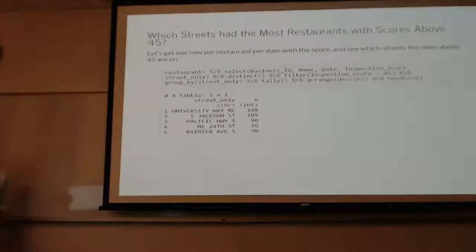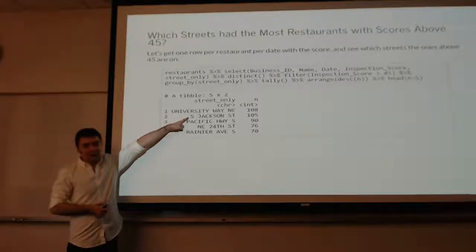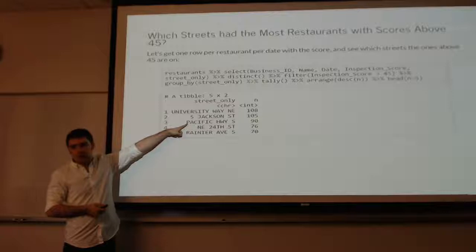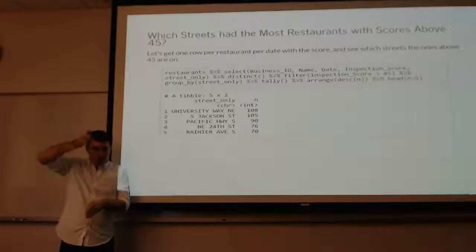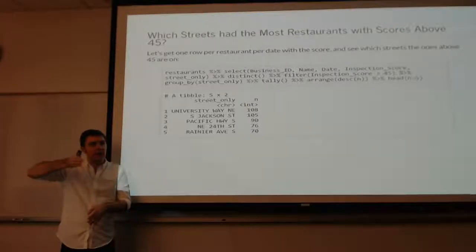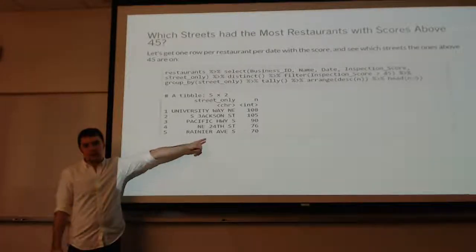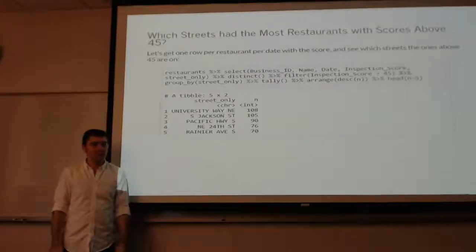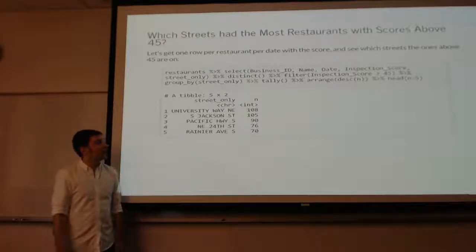So we see the streets most likely to poison you are University Way Northeast, South Jackson Street, Pacific Highway South. Does everyone know where South Jackson Street is? In the International District. Pacific Highway South is Aurora, right? Northeast 24th Street is the area going up to Capitol Hill, a lot of restaurants, and Rainier in the south. So it's basically places that have a lot of restaurants, but a lot of small restaurants and small places. Almost all of my favorite places to eat are probably in this list.